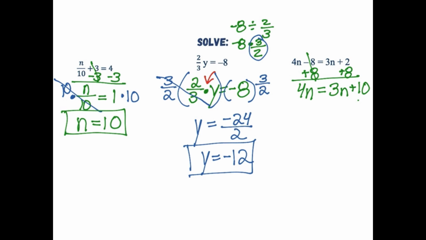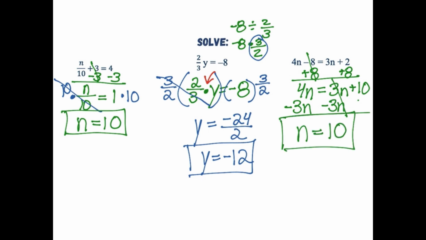Now, we need to get all the n's collected onto one side. Right now, they're split up. So we'll subtract 3n from both sides, and that just leaves us with n equals 10. So our final answer is n equals 10.